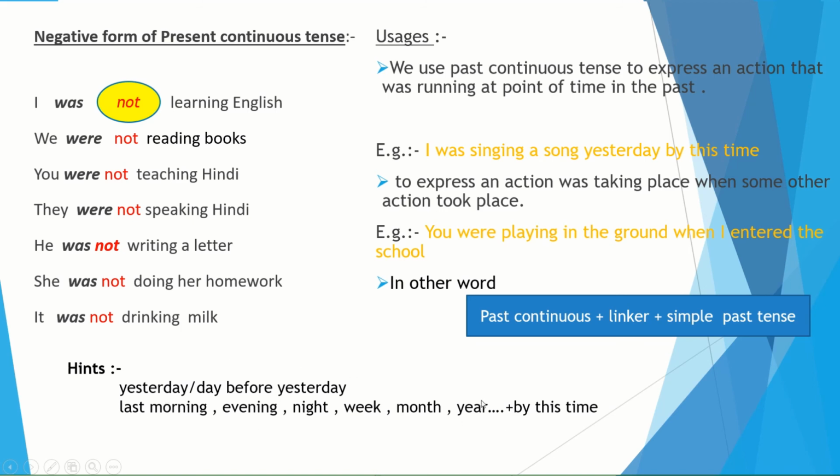We have to identify these words with by this time as past continuous tense keywords. So if we find these keywords in a sentence, we have to identify that particular sentence as past continuous tense. This is about past continuous tense.